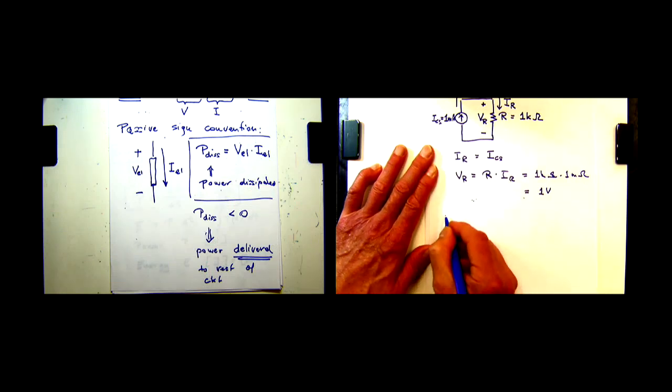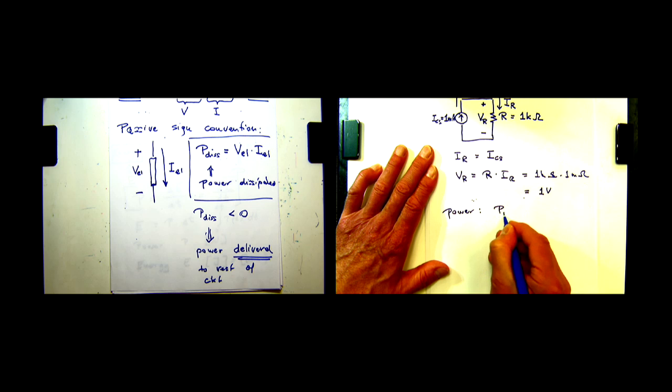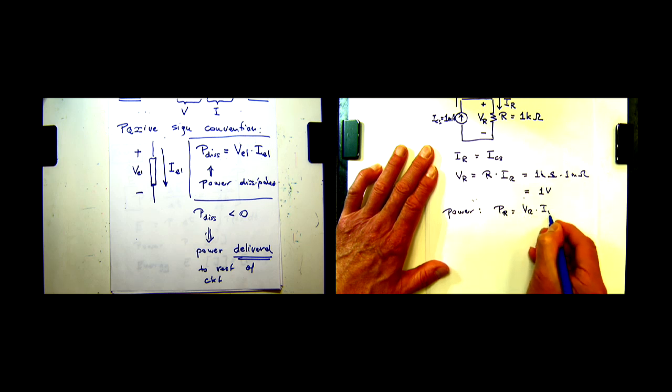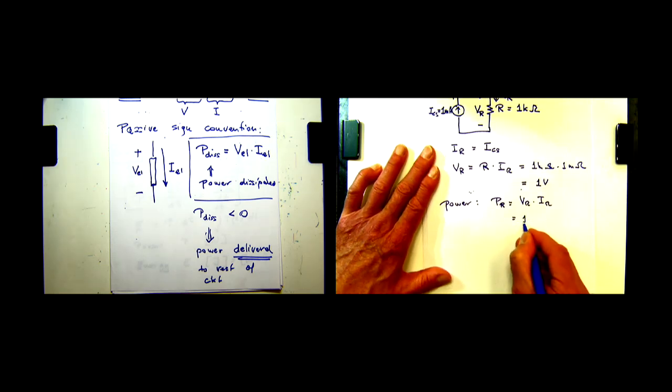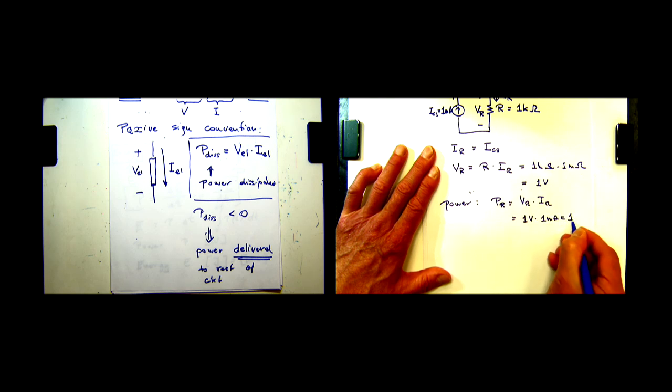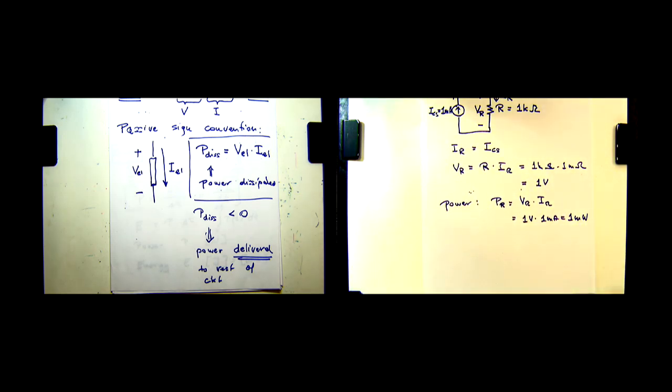And now we want to know the power. Let's call it PR, is equal to VR times IR, and that is equal to 1 volt times 1 milliamp, or 1 milliwatt, okay? So a thousandth of a watt. And is this power dissipated in the resistor, or is the resistor delivering power to the rest of the cell?